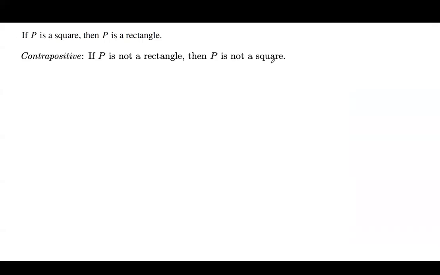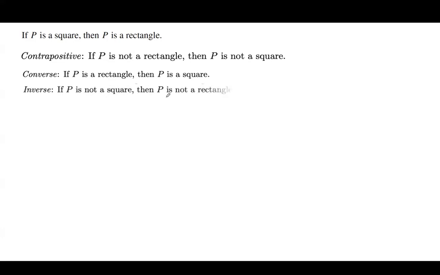We don't care if these statements are true or false. We're just practicing writing the contrapositive, converse, and inverse of these statements. The converse can be written as if P is a rectangle, then P is a square. So we just switch these two. Now the inverse is if P is not a square, then P is not a rectangle.